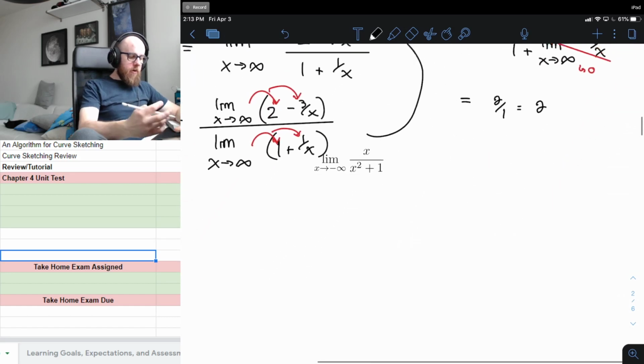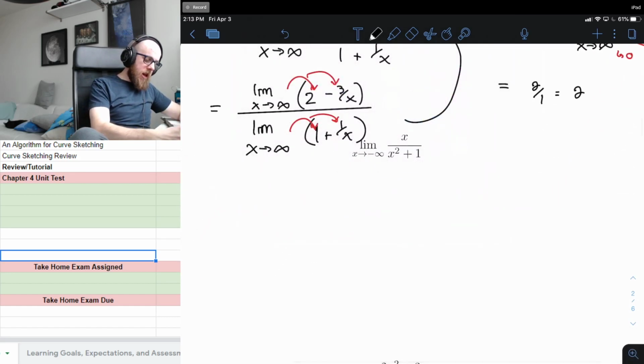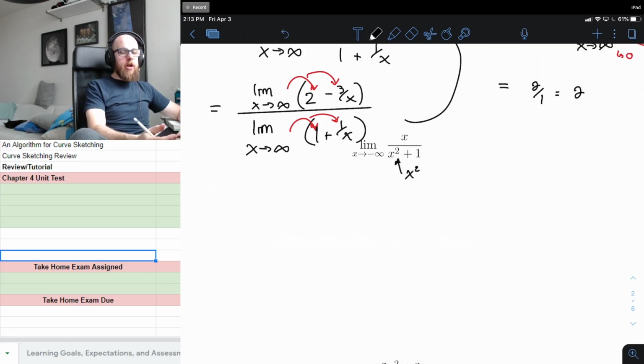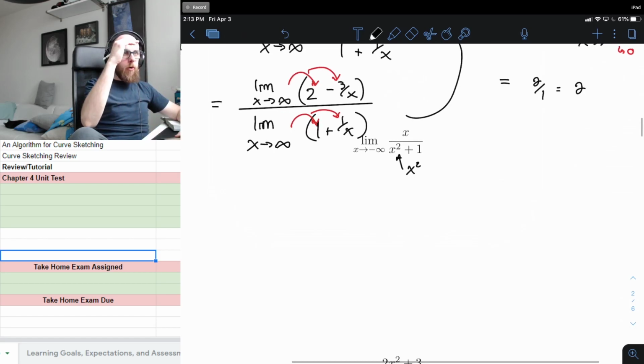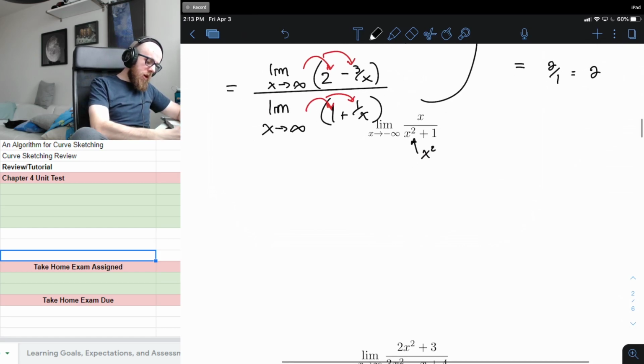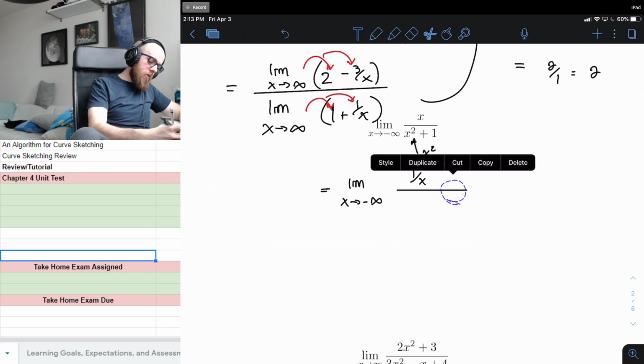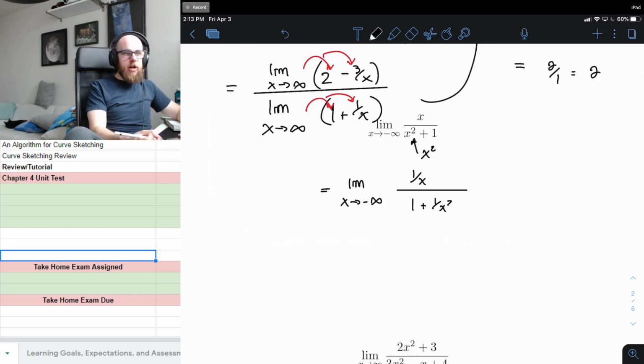Let's try another example. Same idea here, same setup, right? But this time we notice that the highest power is x squared, right? And so what we're going to do here is divide everything in both our numerator and our denominator by x squared to see what we get. Okay, so we get the limit as x approaches negative infinity of 1 over x in my numerator, and then I'll have 1 plus 1 over x squared in my denominator.